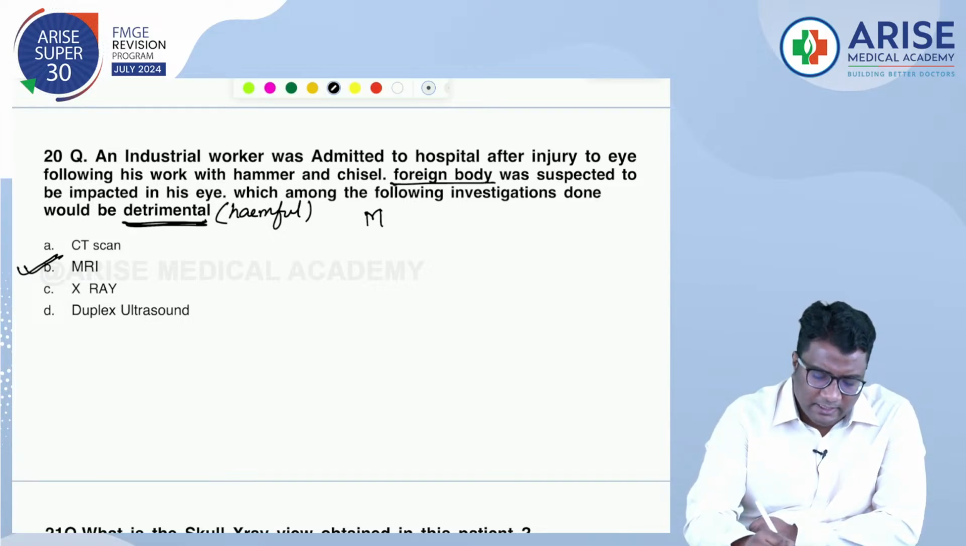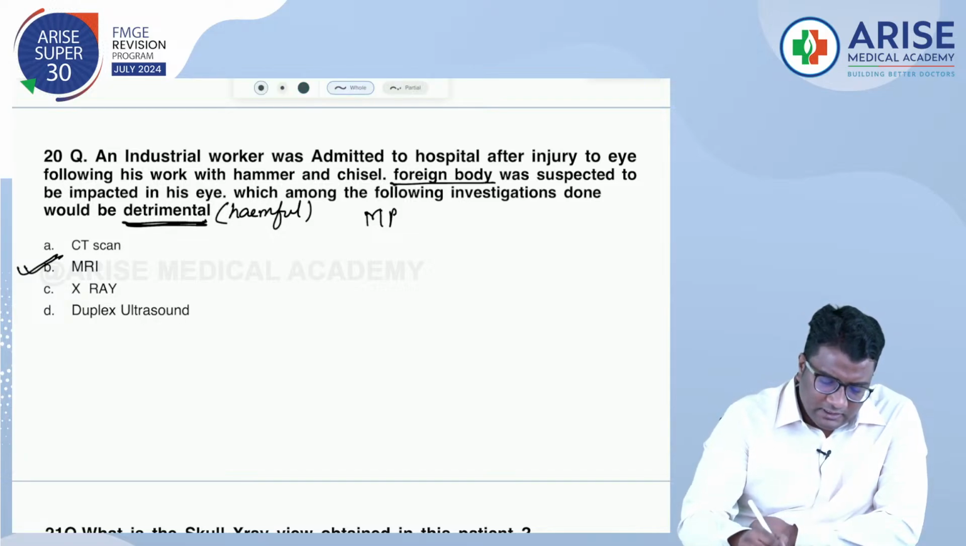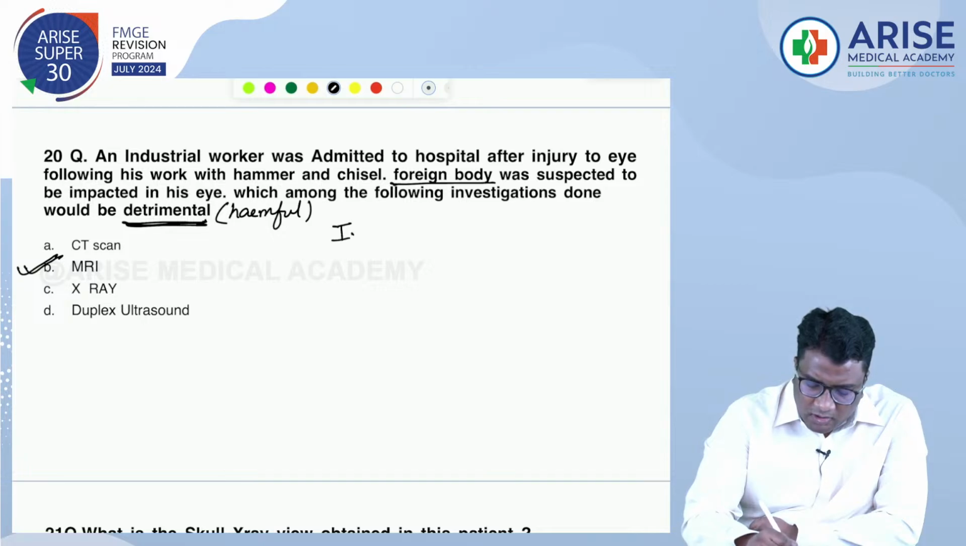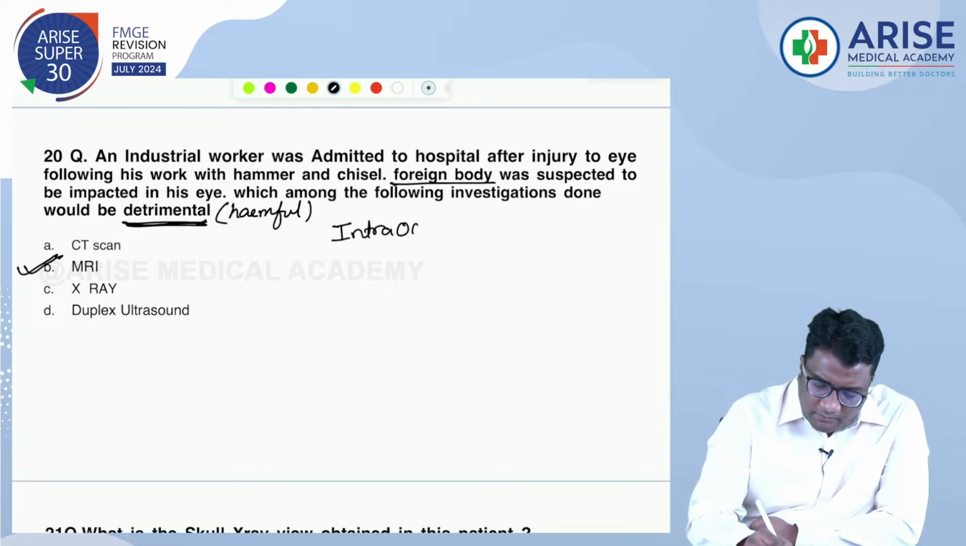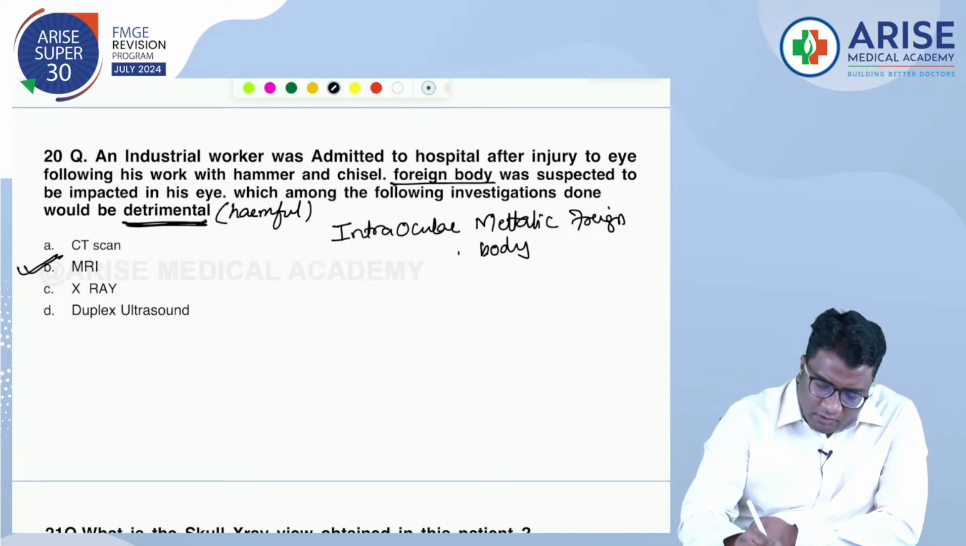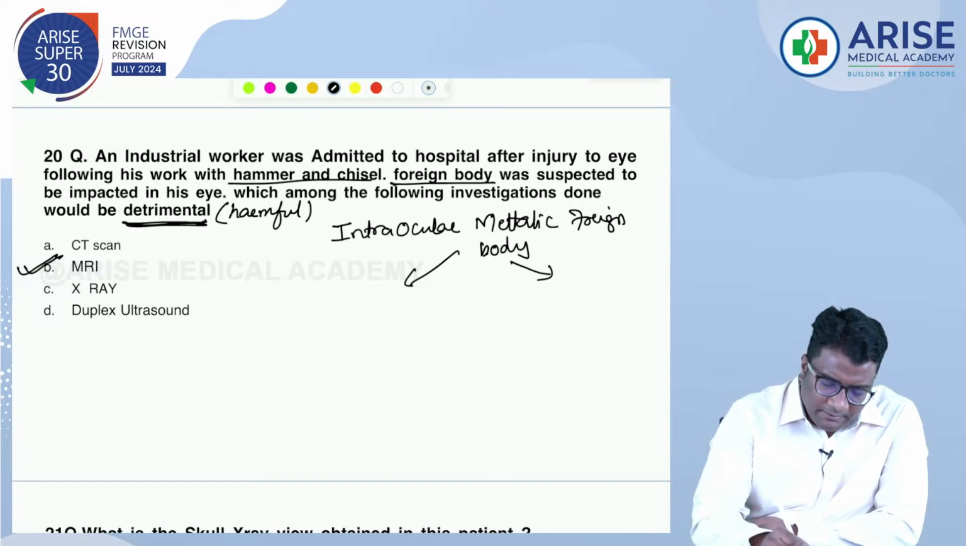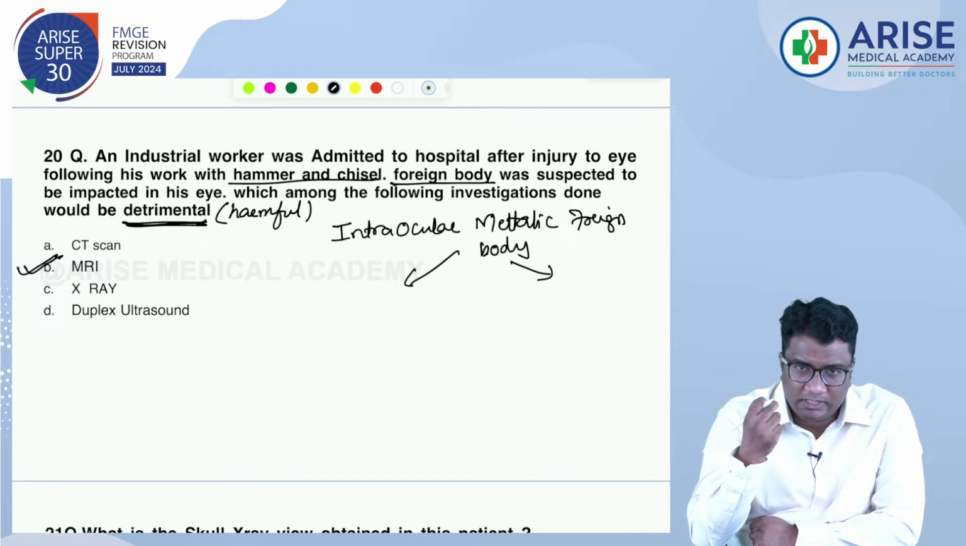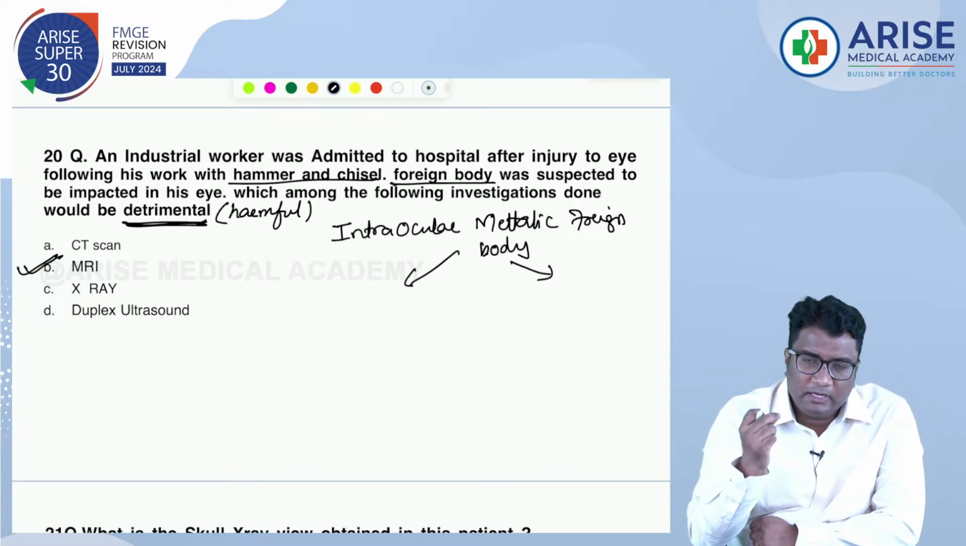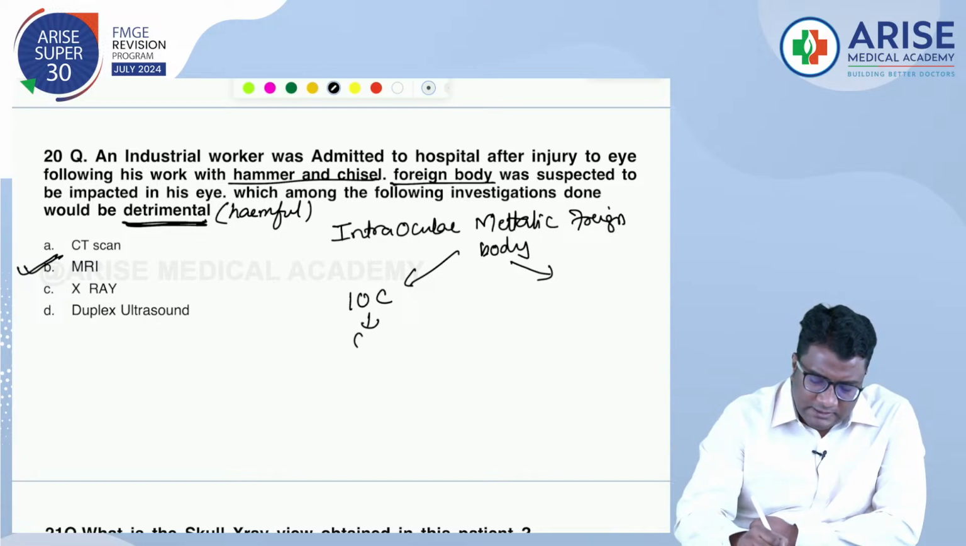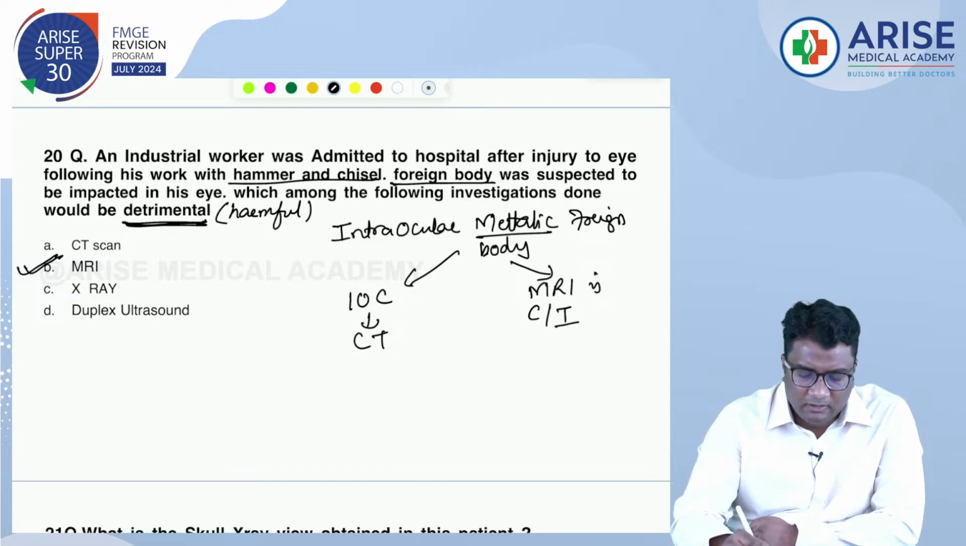MRI is contraindicated. When you're having a hammer and chisel, you're dealing with an intraocular metallic foreign body. Because you're working with hammer and chisel and he had a foreign body sensation, you should suspect a metallic foreign body. When you have an intraocular metallic foreign body, remember the investigation of choice is CT. But what is contraindicated? MRI is contraindicated, obviously, with metallic foreign bodies.